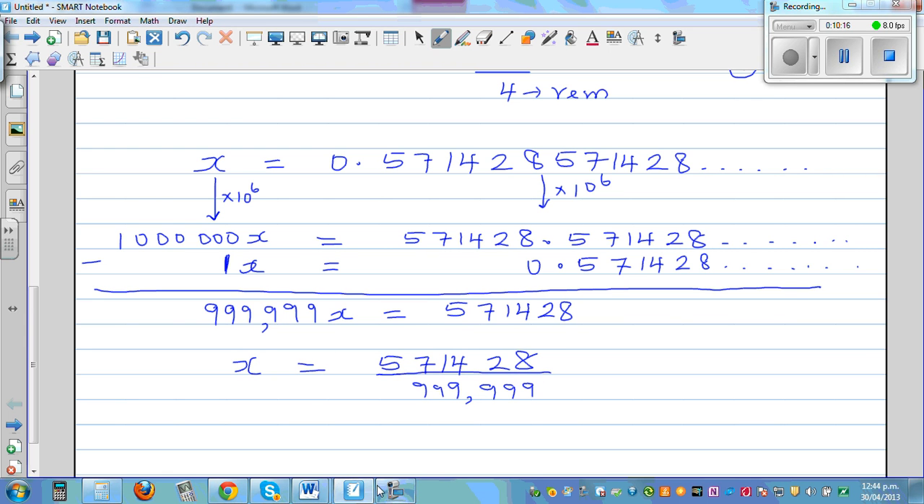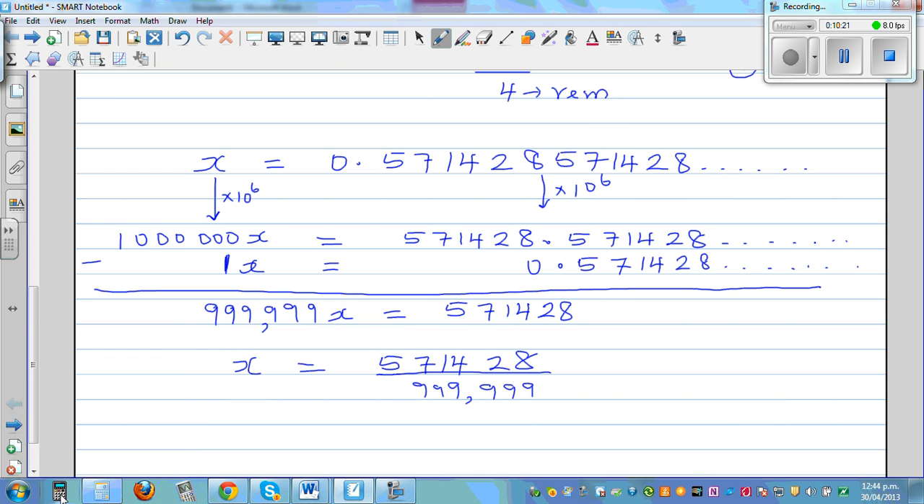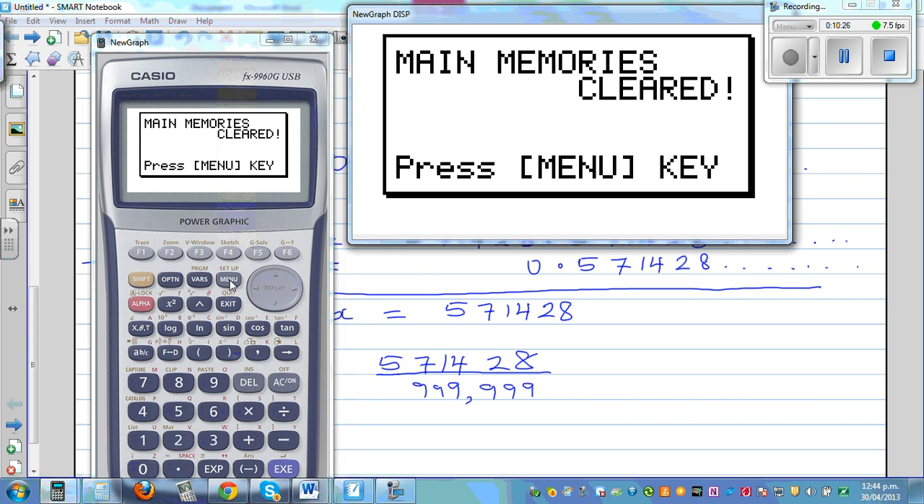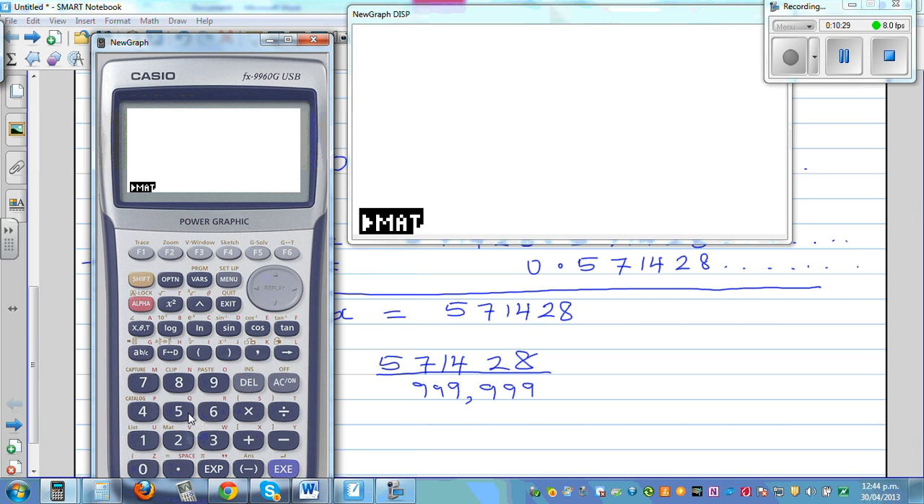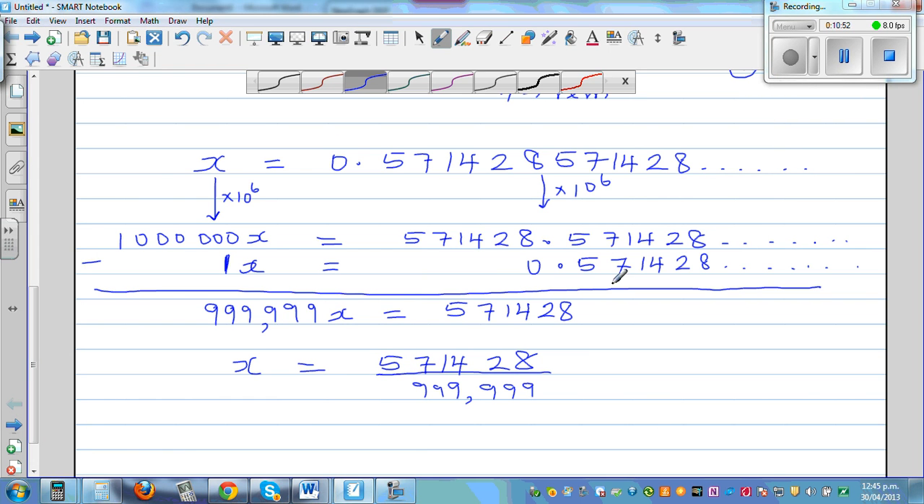Okay, so let me show this. Let me use a graphic calculator. So let me show you. This is the fraction key. So menu, run. So 571428 over 999999 equals 4/7. Okay, so let me show you that clearly. So this is 4/7 and these are one and the same. So this is equal to 4/7, 4 out of 7.